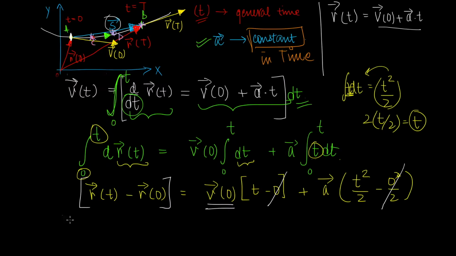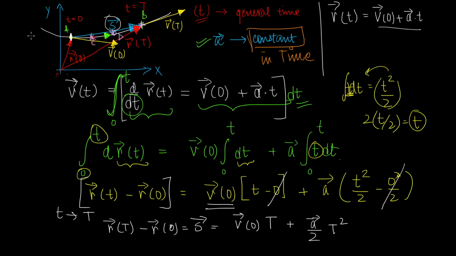Well, we can certainly take time t equal to capital T, and if we change that, we get r of capital T minus r of 0, which is nothing but the capital S vector or the displacement vector. That comes out to be v of 0 times capital T plus the acceleration by 2 capital T squared. And there you have it. That's the second equation.